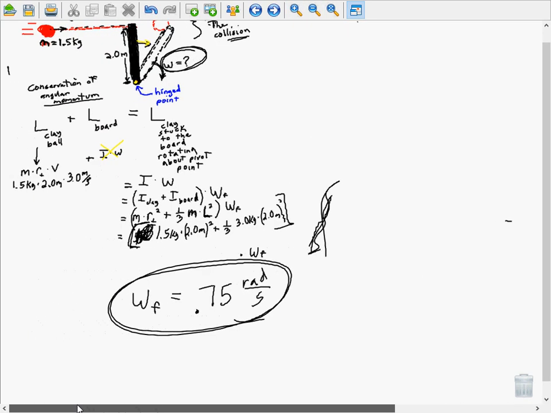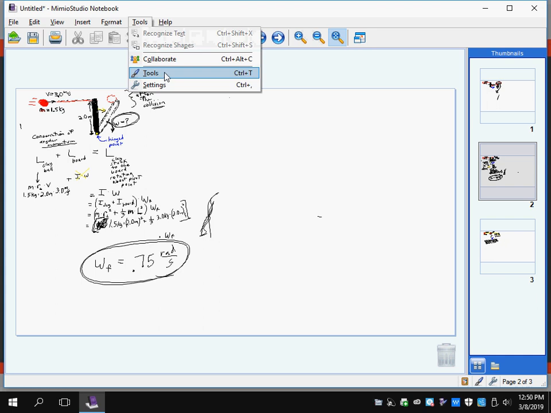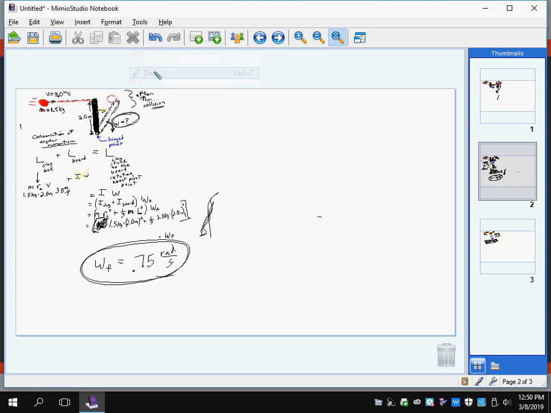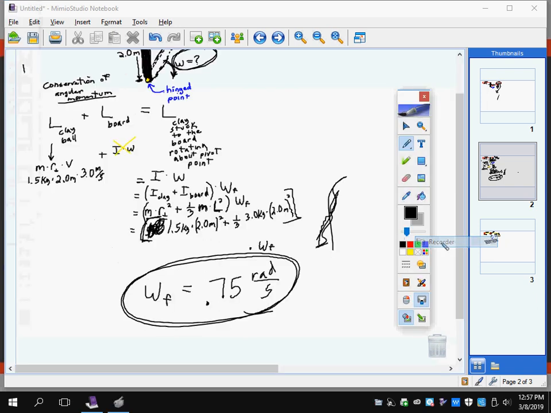I don't see how they got 0.75. I got 0.9. Yeah, I got 0.9 too. So 0.9. It's 0.9. 1.5 times 2 times 2. And if you put it back into the equation, you get it to work.